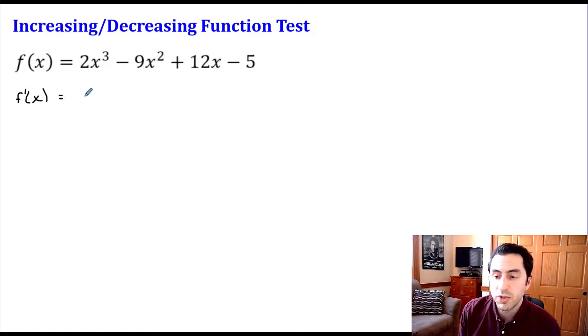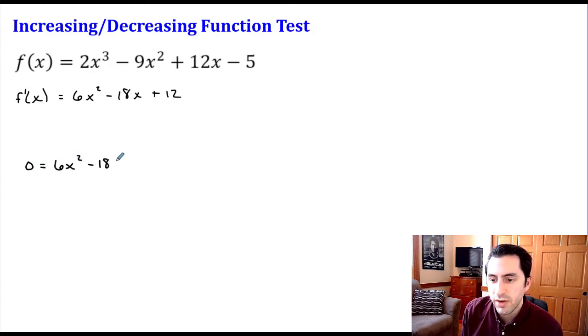So this is a polynomial, so I can just use the power rule on each of these terms. So our derivative, we end up with 6x squared minus 18x plus 12. Now I'm going to set that equal to 0 to find my critical numbers. Right away, I do see we have a common factor of 6 for each of these terms, so we can divide that out right away. So that's going to leave me with x squared minus 3x plus 2.